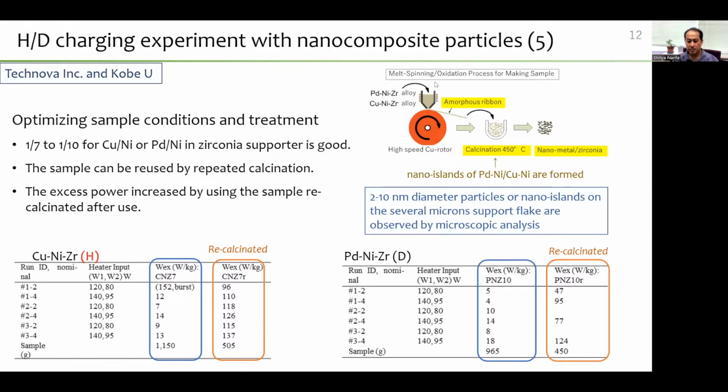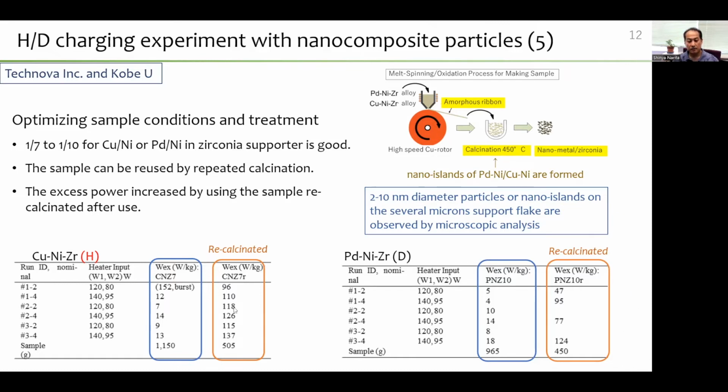And this is some details of sample preparation, sample fabrication process. The nano-sized islands are supposed to be formed in this calcination process. So actually, they observed 2 to 10 nanometer diameter particles or nano islands on several microns support flakes. And they recalcinated the used sample and tested, and then found the excess was much improved, like these table, the results.